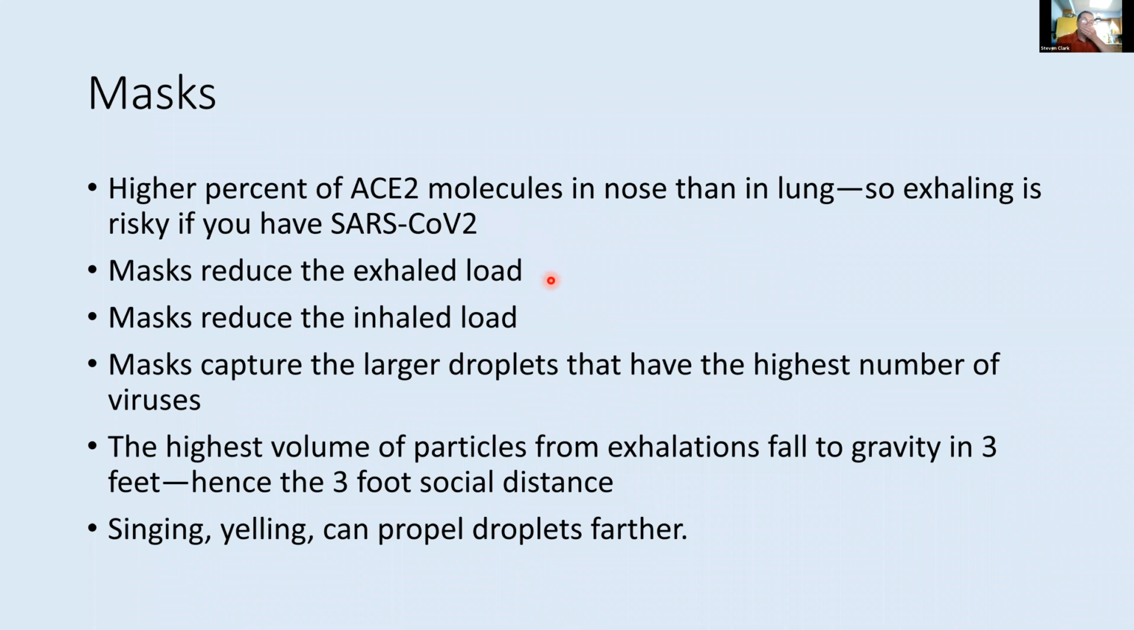So when you have your mask on, the amount of virus that escapes naturally just floating on your breath is significantly lower, and the droplets are subject to gravity. So they'll fall down to the ground and not be inhaled so easily, which is why you have the 3 feet, 6 feet social distancing. Singing and yelling can propel droplets farther, of course.